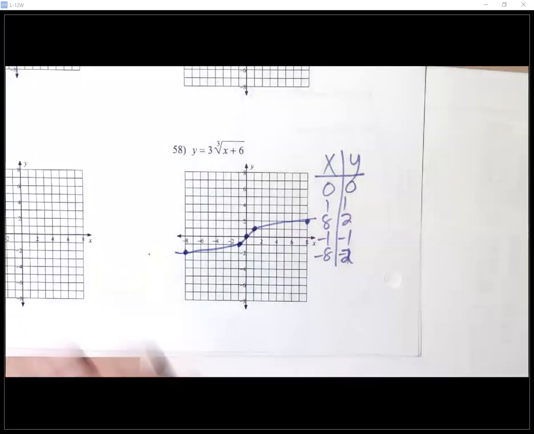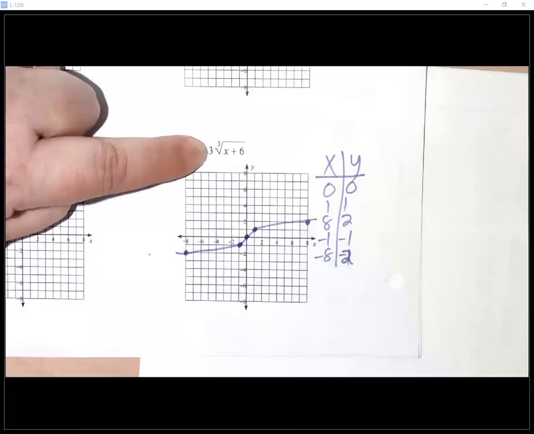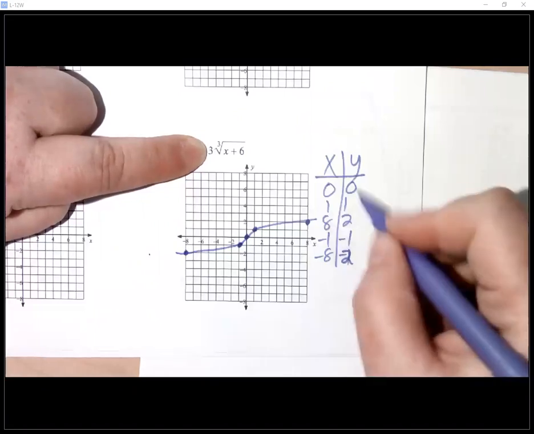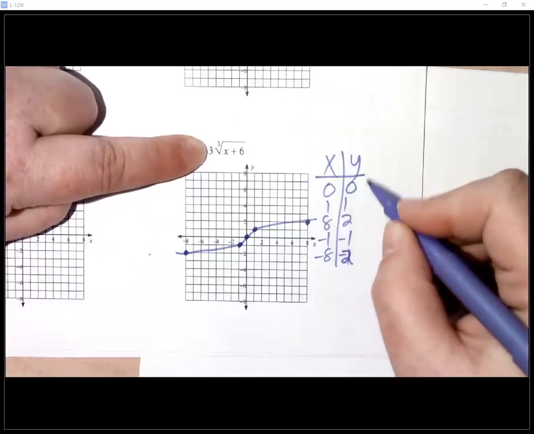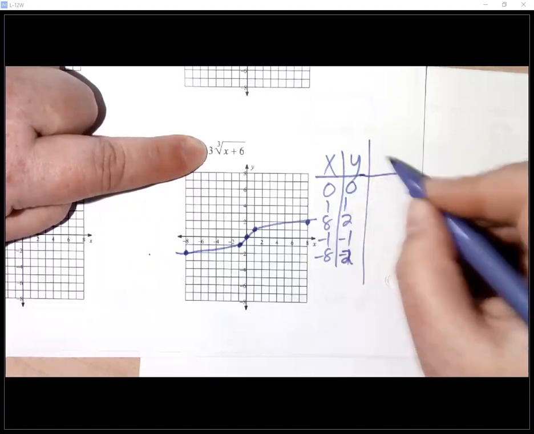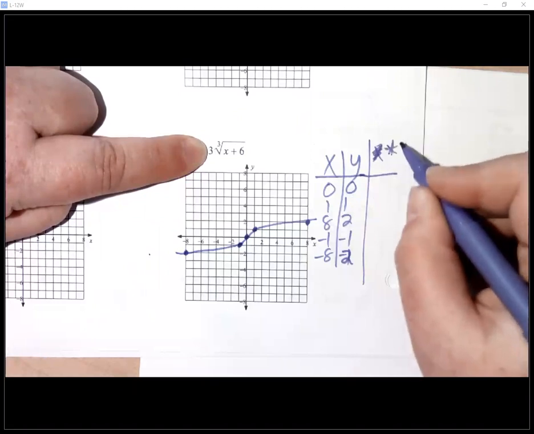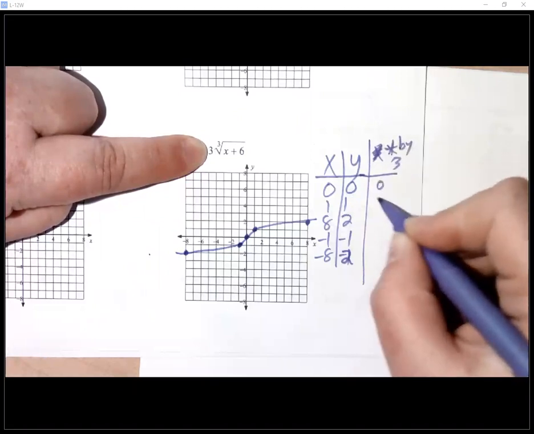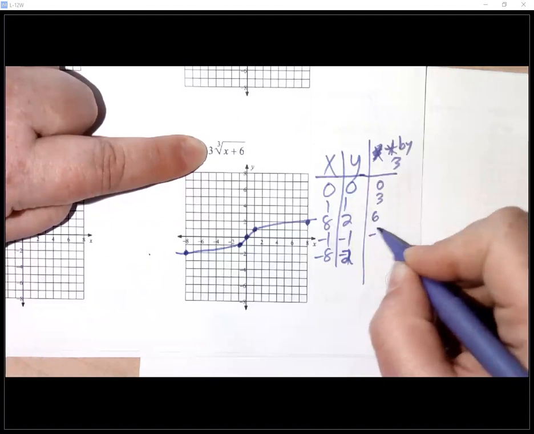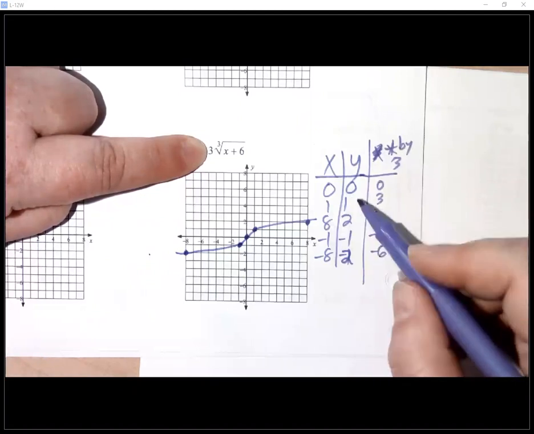So that's the parent function. That's just the cube root of x. That's what it looks like. What does this 3 out here tell me to do? All my y values are going to get times by 3. So maybe I'll even make another column, times by 3. So it'd be 0, 3, 6, -3, -6. Right? So now I'm going to plot 0, 0.